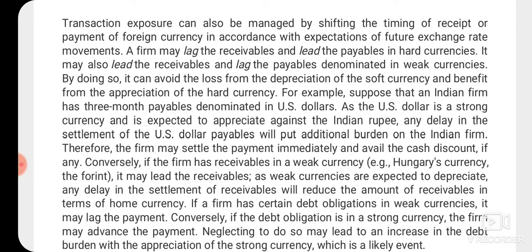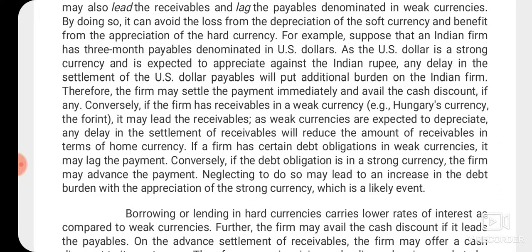So if a firm has certain debt obligations in weak currency, it may lag the payment. Conversely, if the debt obligation is in a strong currency, the firm may advance the payment. Neglecting to do so may increase the debt burden, isn't it? If we neglect, there may be losses, and there will be more debt burden with the appreciation of the strong currency, which is a likely event. I'll tell you another example in another way.